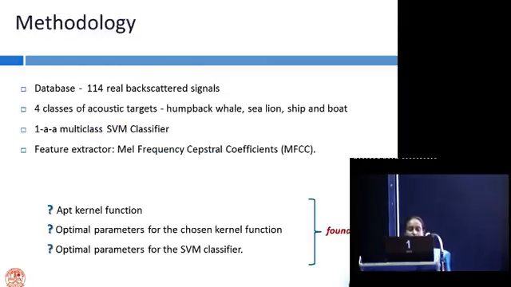Now, our database consists of 114 real backscatter signals of acoustic targets, and we are using a one-class classifier with an MFCC feature extractor. We have to find the kernel function and the parameters for the SVM classifier, and these are found using a genetic algorithm.